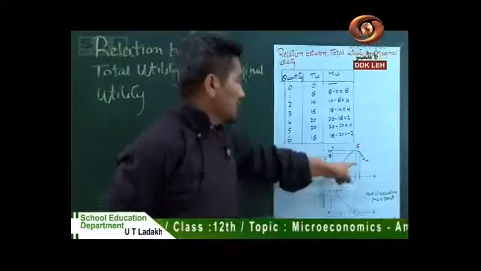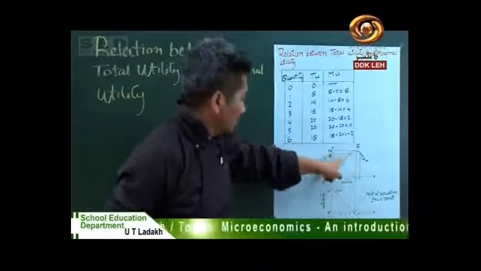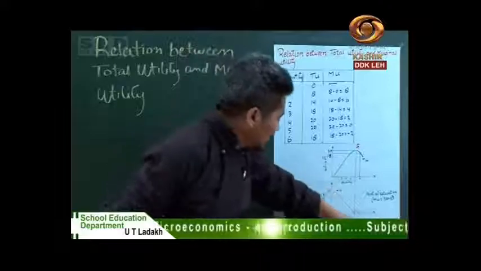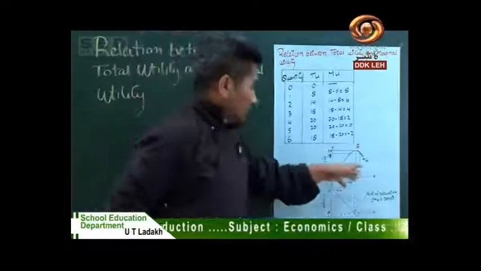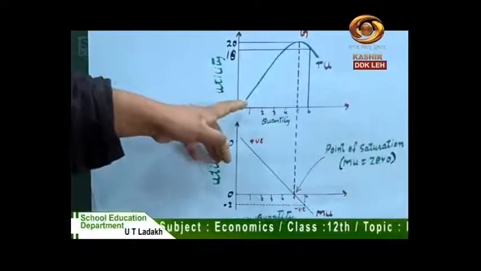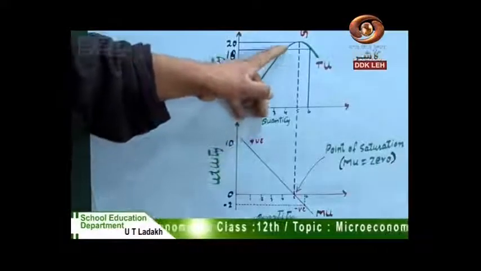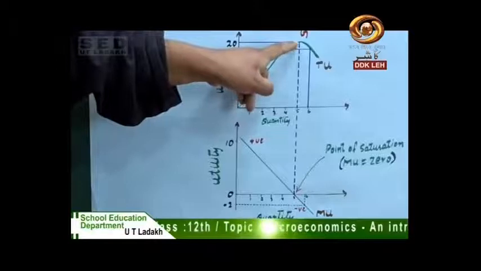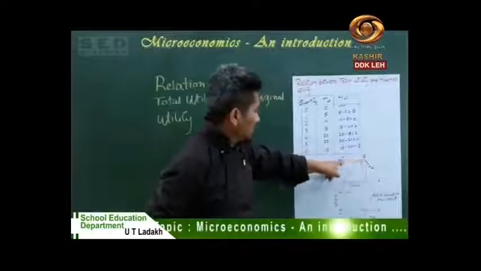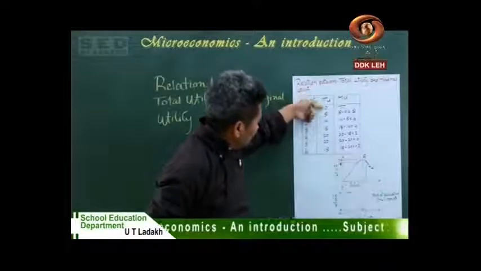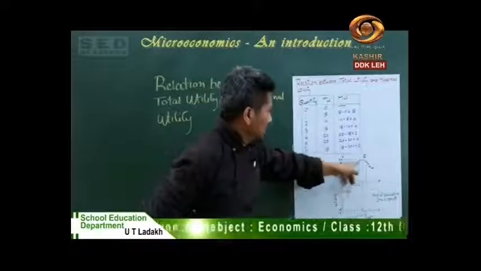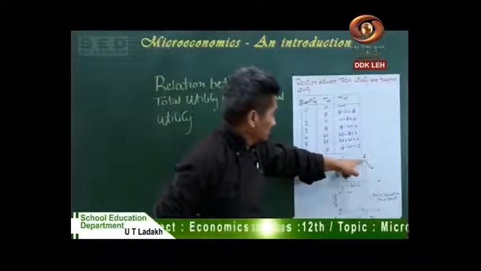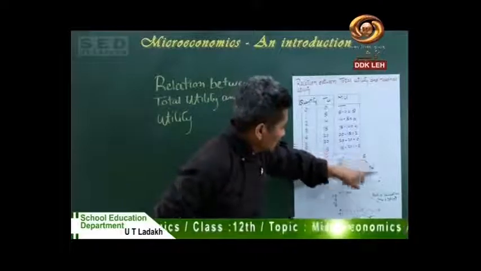So TU is the total utility curve and MU is the marginal utility curve. The total utility curve initially increases, reaches its maximum level, that is at 20, and then it goes on decreasing.